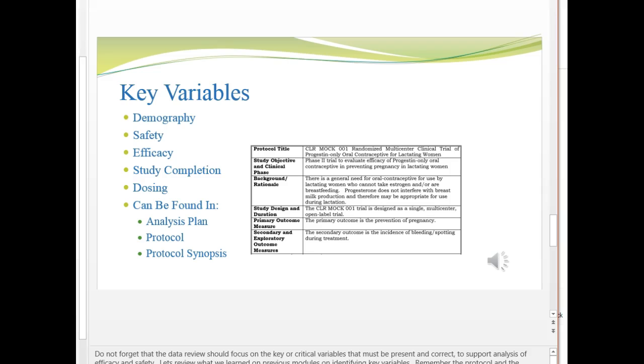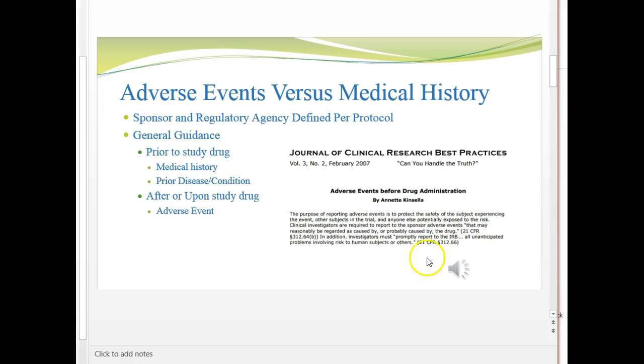This is another really key thing for you to understand, because when you're developing your monitoring plan and your data management plan, and when you're designing your database, you need to say when something is an adverse event and when it should be recorded as a medical history. Keep in mind that the sponsor, and sometimes the regulatory agencies, if this is a high-risk product or a high-risk indication, will give guidance to the sponsor on a per-protocol level.